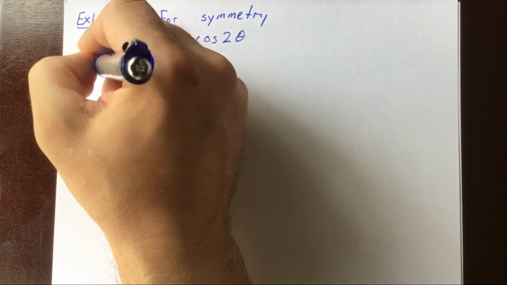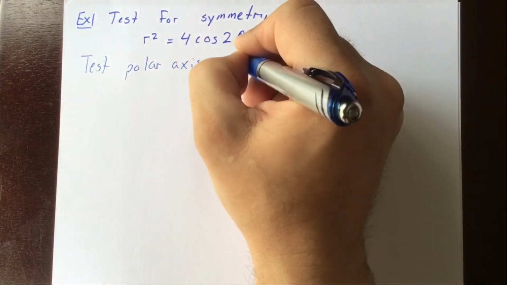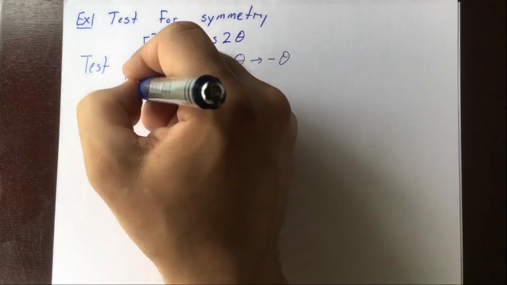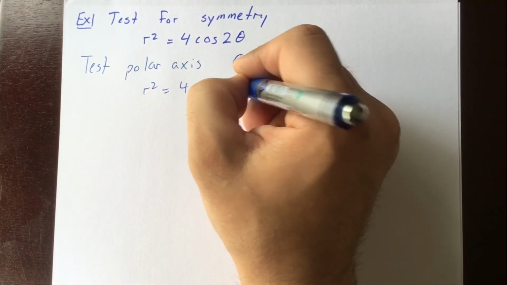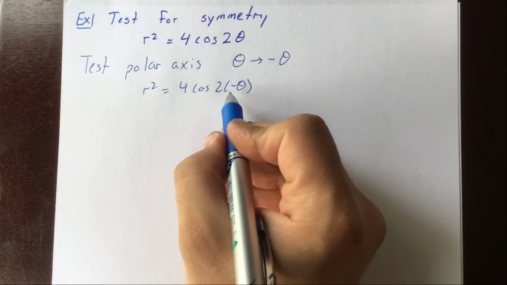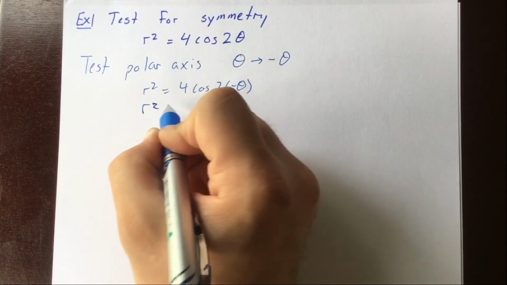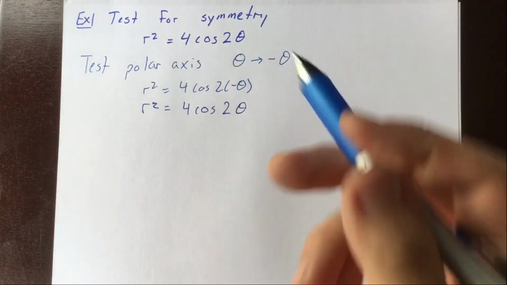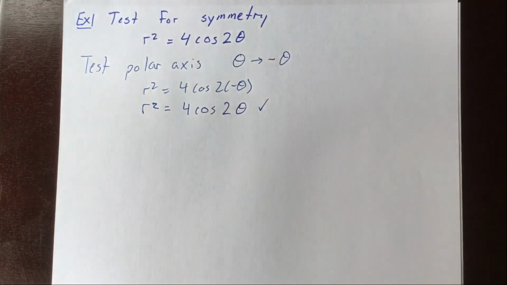Test polar axis, where we replace theta with negative theta. So r squared equals 4 cosine of 2 times negative theta. That would be negative 2 theta, or that would just be 4 cosine of 2 theta. Again, knowing that cosine is an even function, we see that it does work. Okay, so I'm going to put check marks here, and then we'll summarize at the end.